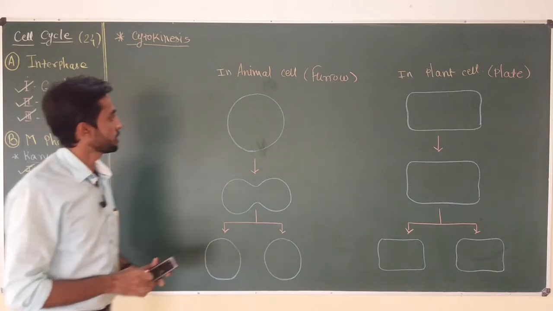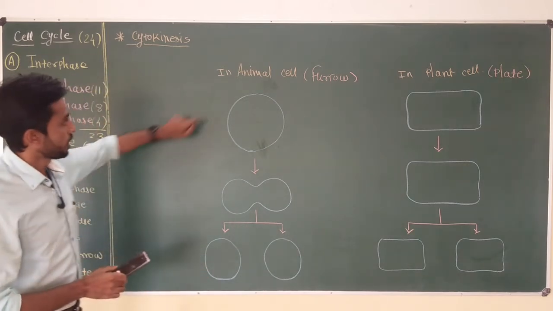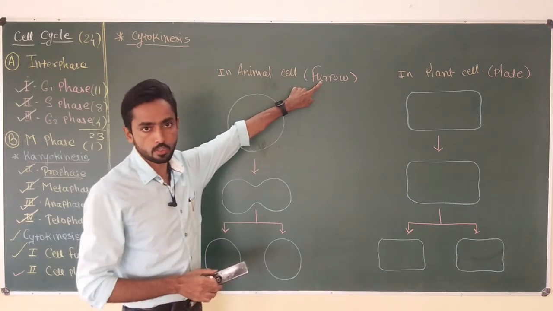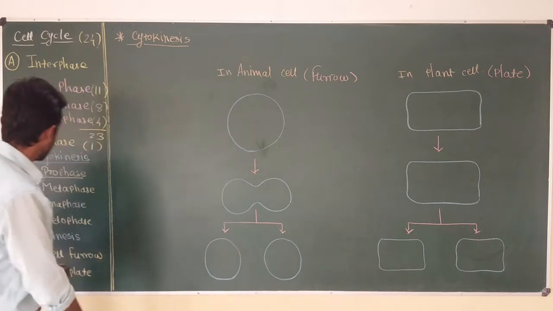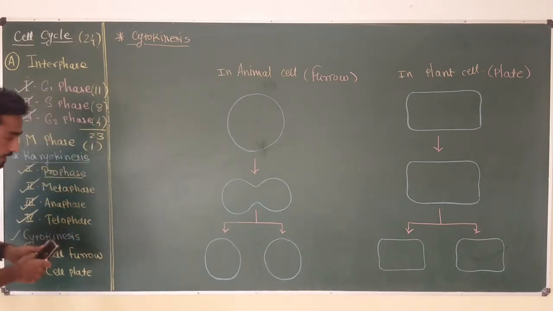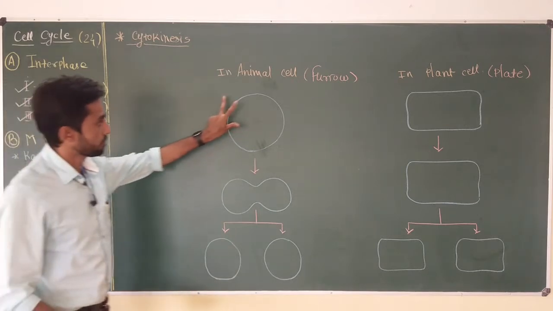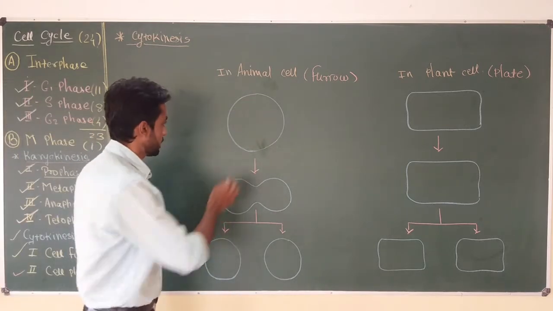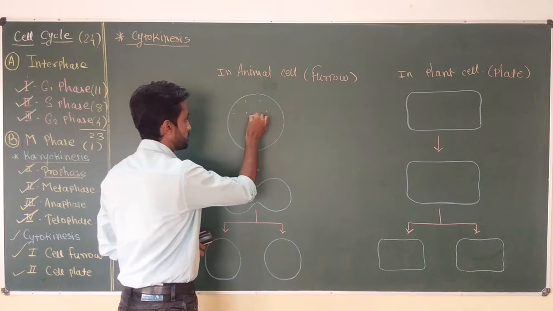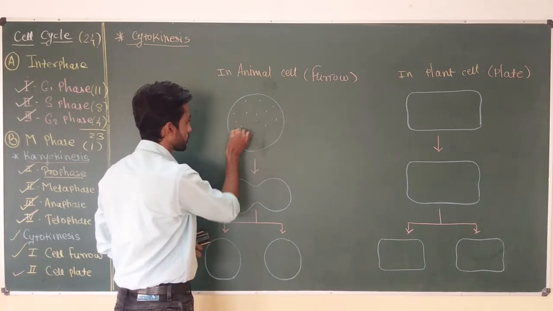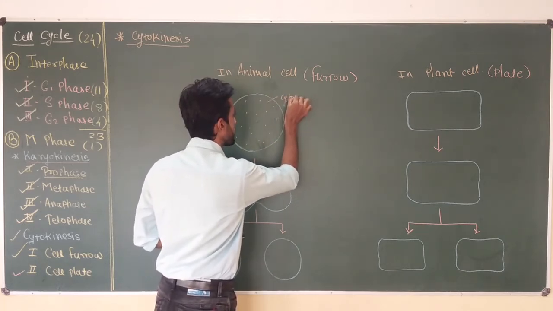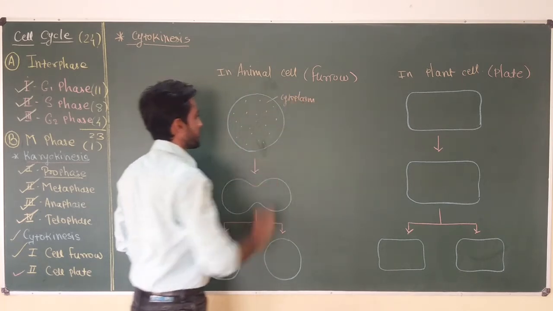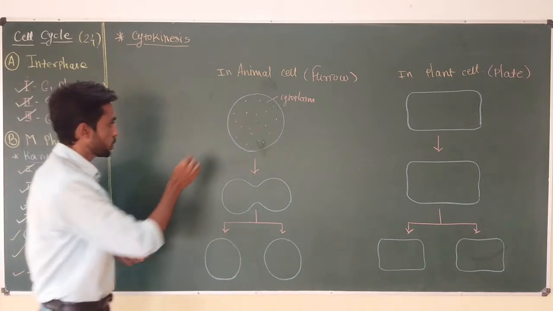So first we are going to start with cytokinesis of the animal cell, which occurs by cell furrow formation. Suppose this is the animal cell which has already completed karyokinesis, and now this cell is entering cytokinesis. So after completing karyokinesis, we know that this cell will have cytoplasm. Okay, this is cytoplasm. Then the cell will have two nuclei.